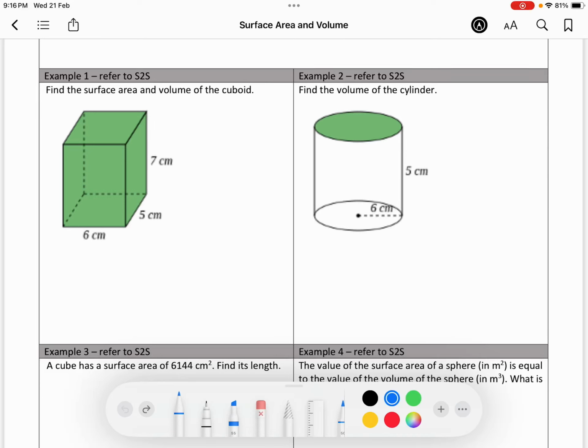Right, so I'm gonna explain the examples. Let's look at the first one. Example number one. Find the surface area and volume of the cuboid. So we're gonna find the surface area first.